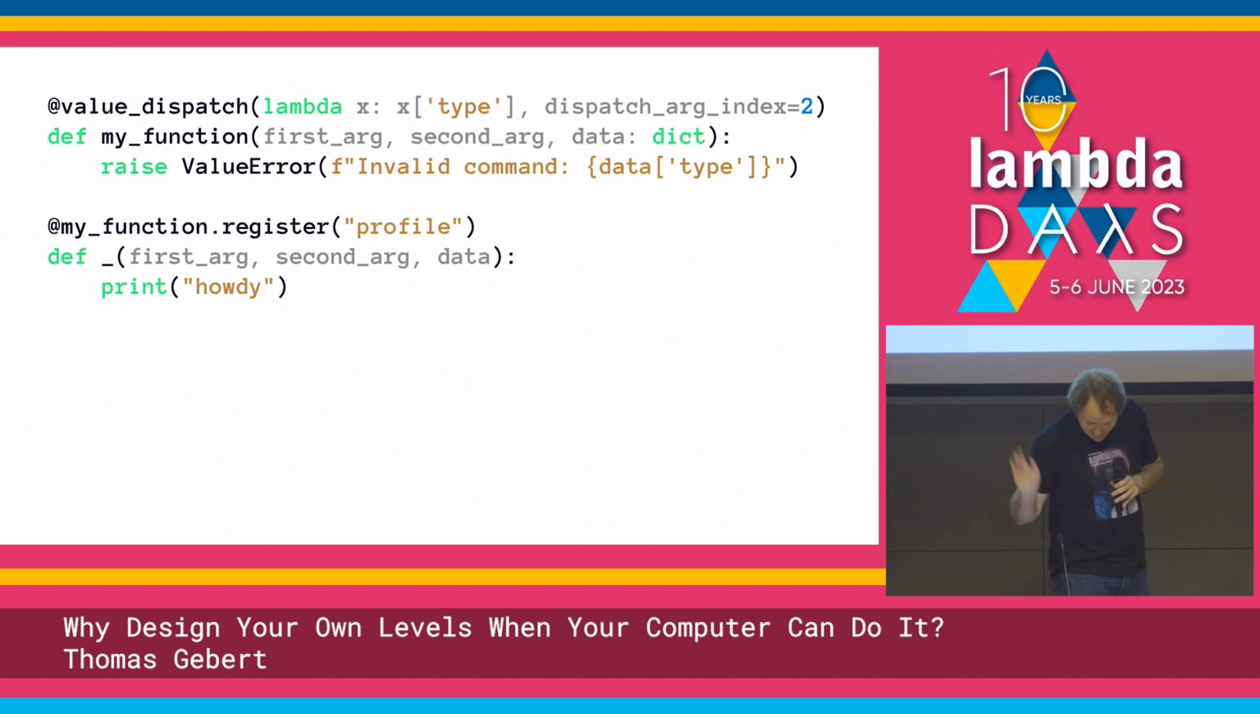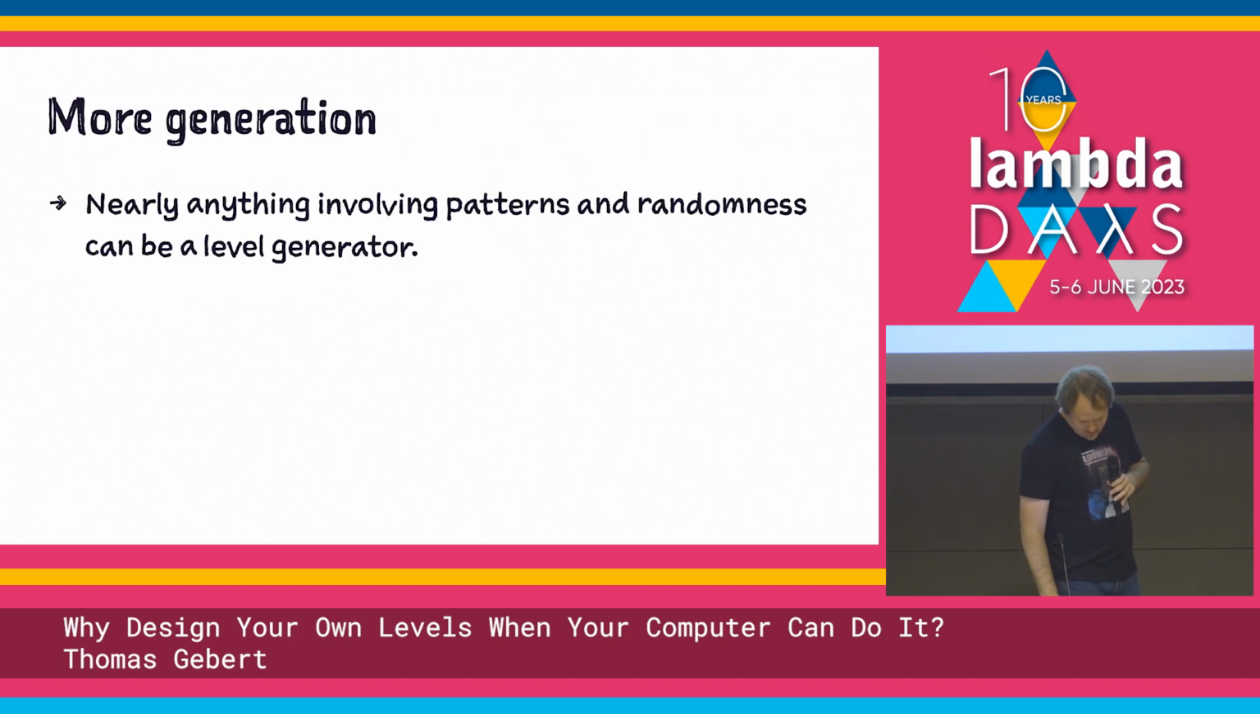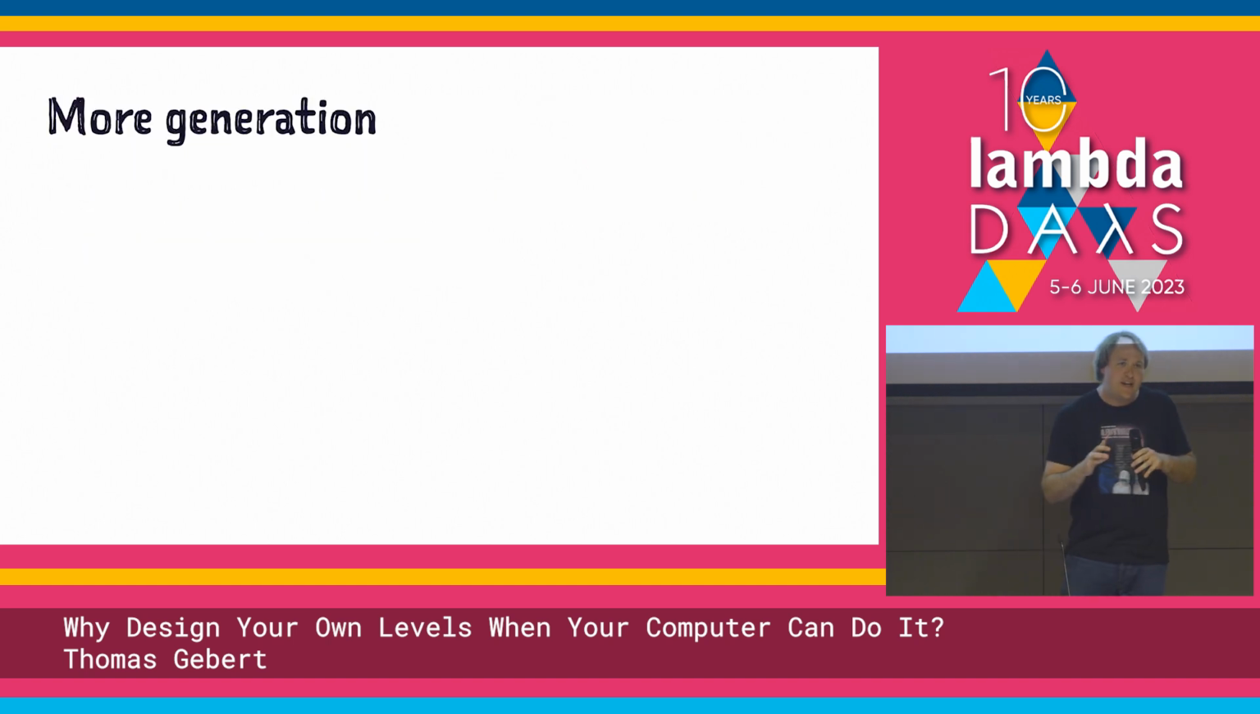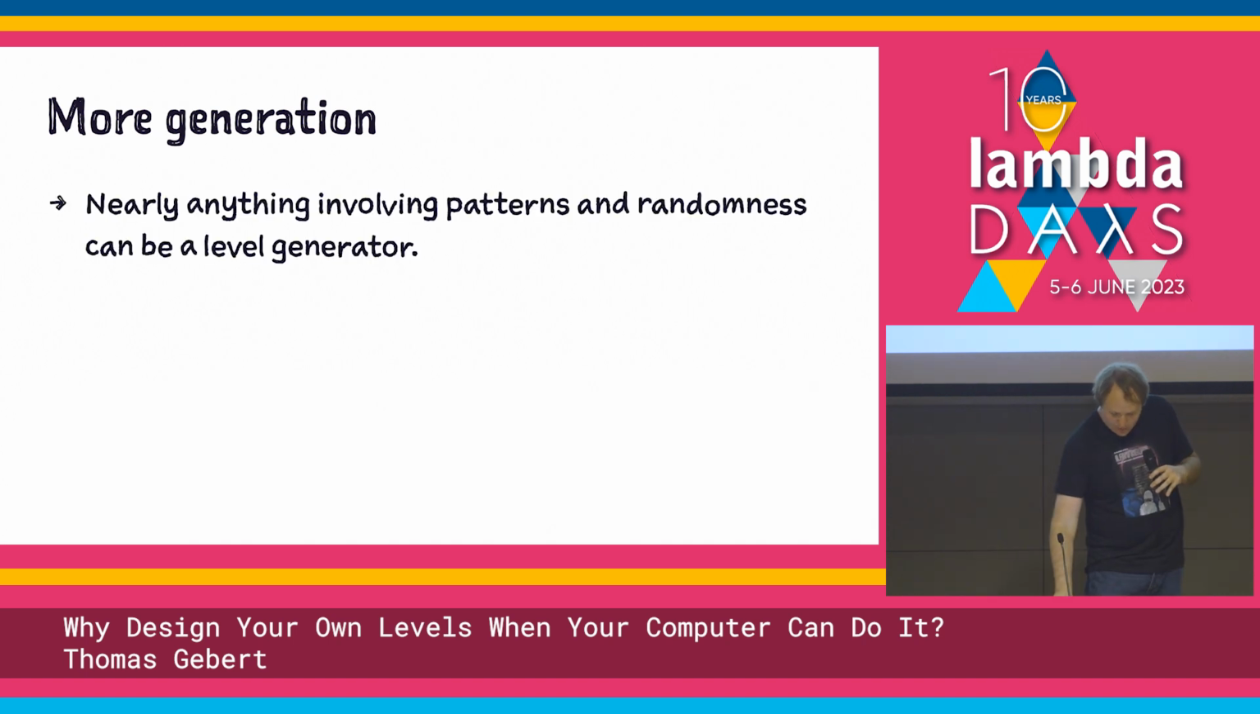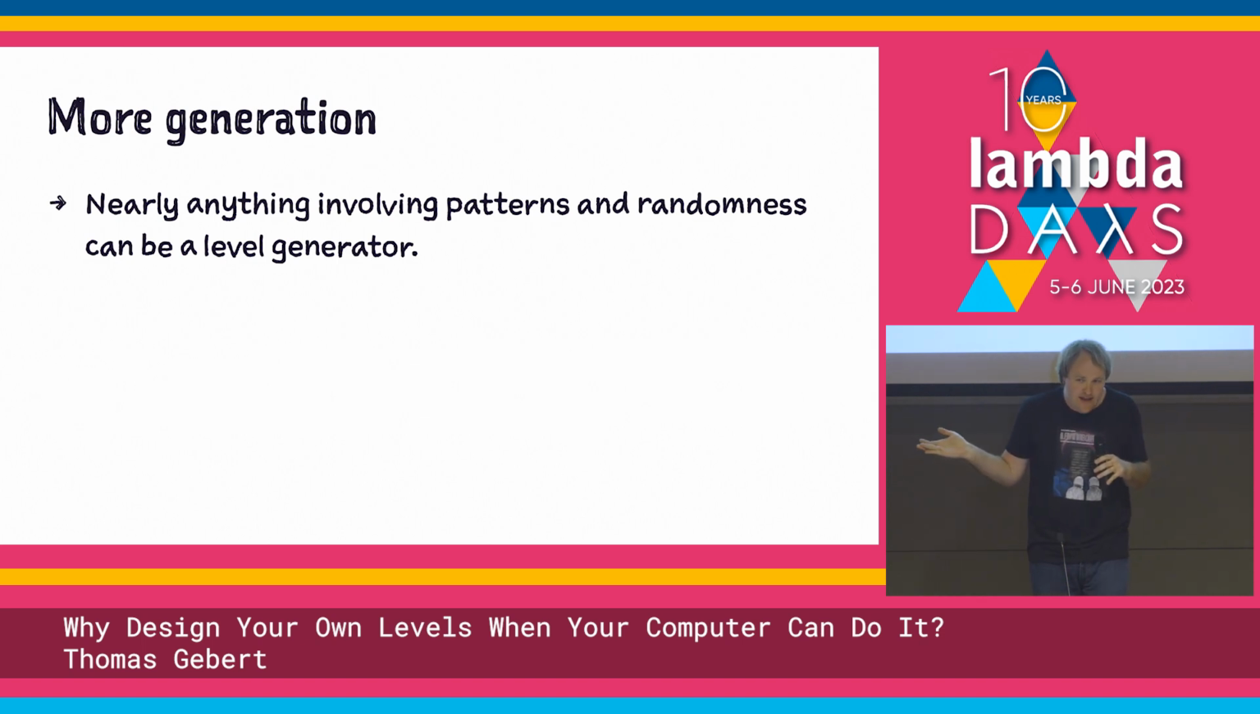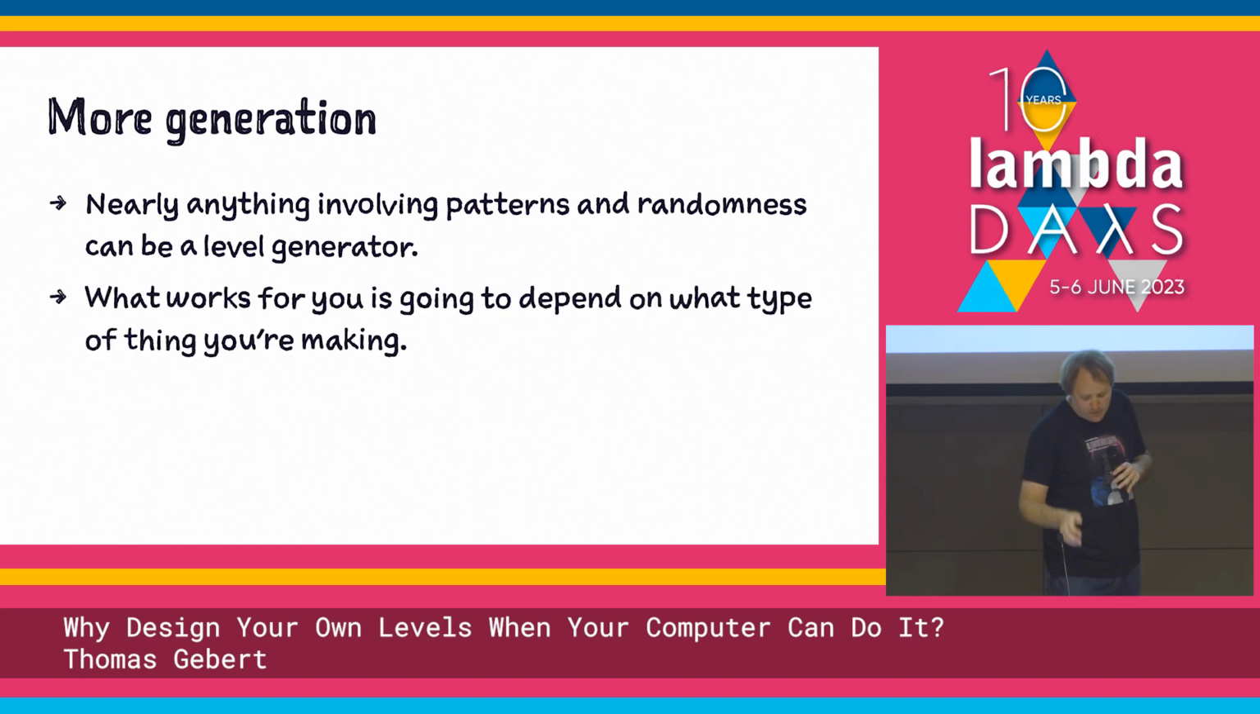So have at it. But all right, once I got the maze thing working, I realized level generation is kind of just any random pattern and adjacency rules. You can use anything at that point. You just define some sort of adjacency rules and patterns, and what works for you is going to depend largely on the thing you're making.